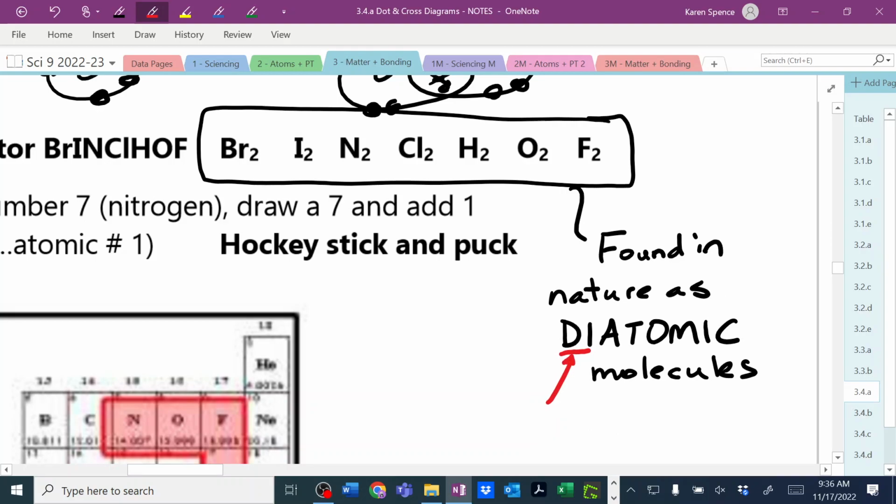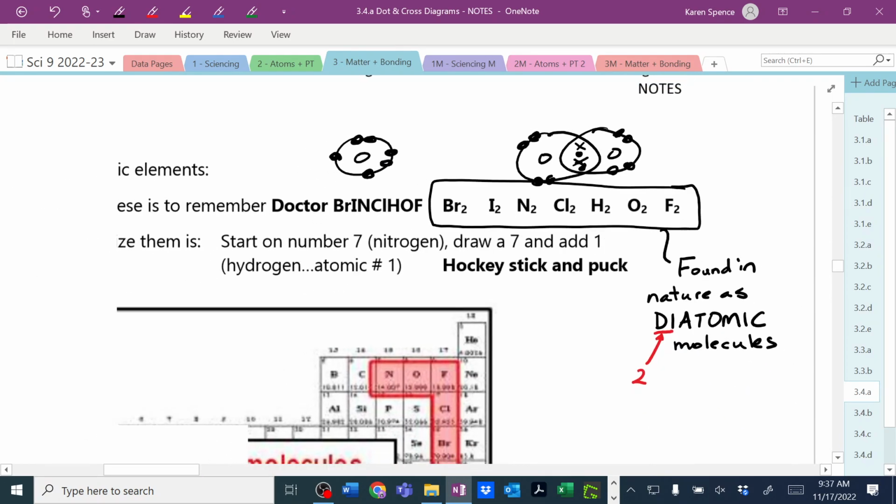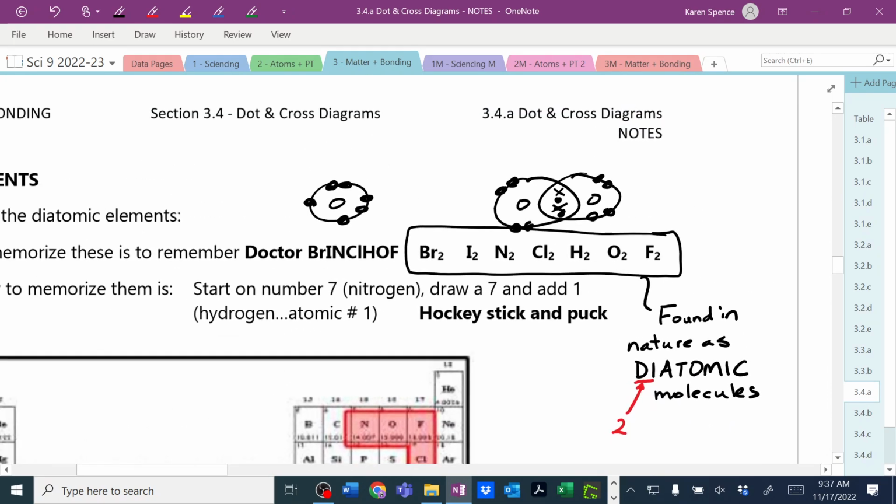What does the prefix di mean? Two. So diatomic means two atom molecules, absolutely. And at some point in your chemistry career, you will be expected to memorize these. So I thought I would start you out with it this year, so that you can remember it this year, then you'll have to do it next year, and then you'll have to do it in grade 11. And by the time you get to grade 11, it'll become second nature and you won't have to think about it too hard.